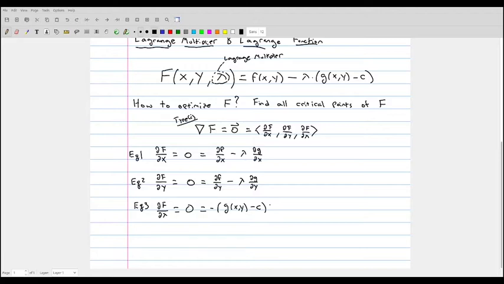What that means for us, let's take a look at equation 3 first. Equation 3 being satisfied means that at any local minimum of the Lagrange function, g of x, y minus c has to be equal to 0, so g of x, y has to be equal to c, which means that the constraint is satisfied. This is the first big point here, that the constraint has to be satisfied at any local minimum of the function capital F.